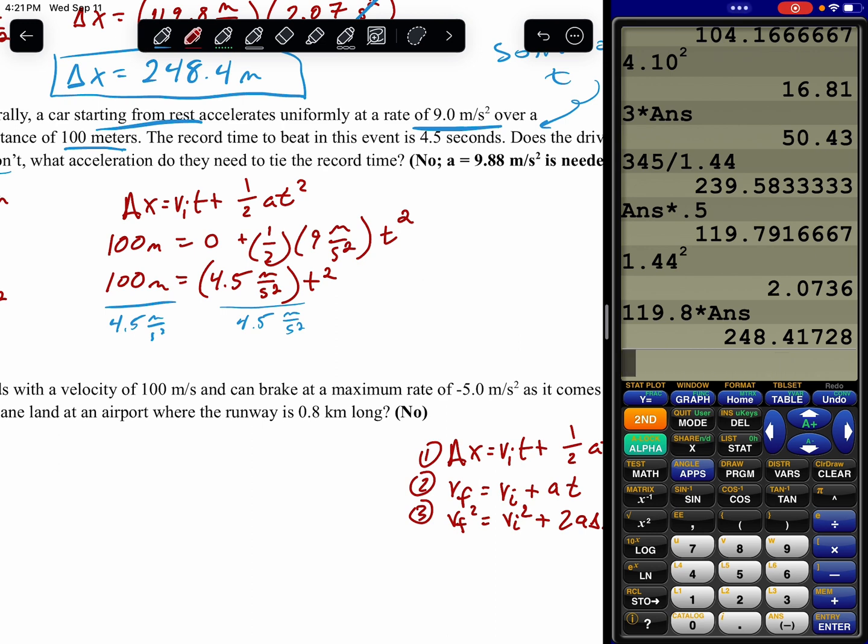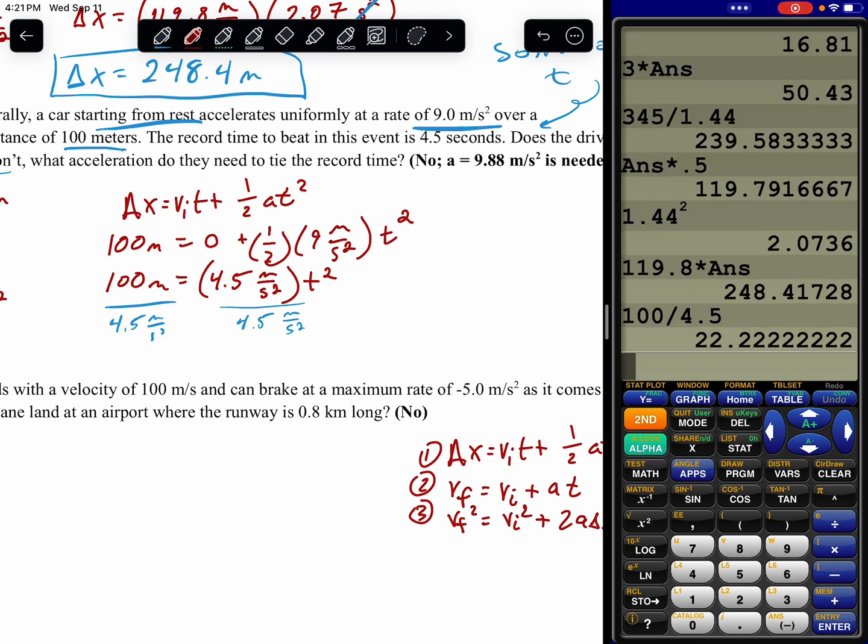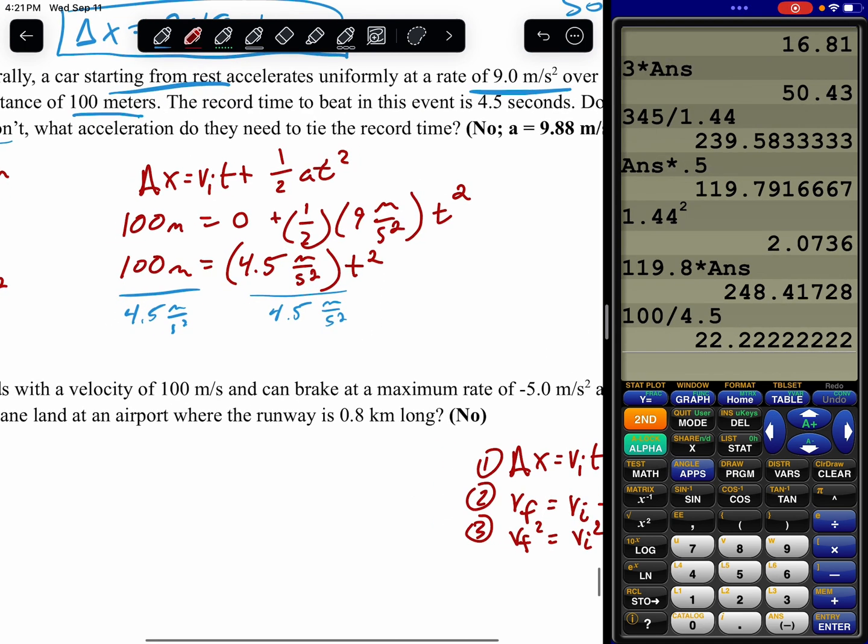Wow, I'm really kind of going nuts over here on the calculator. I'm going to do 100, and I'm going to divide that by 4.5. And we get 22.22. And the units here, these meters are going to cancel, and we're going to be left with seconds squared on top, which is a little weird.